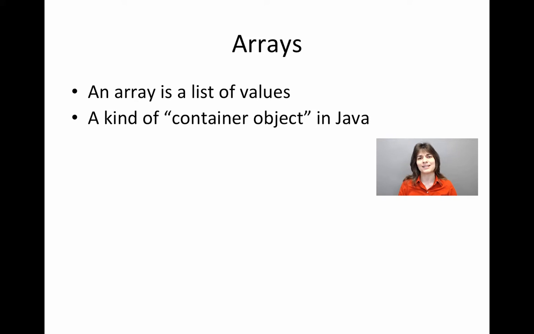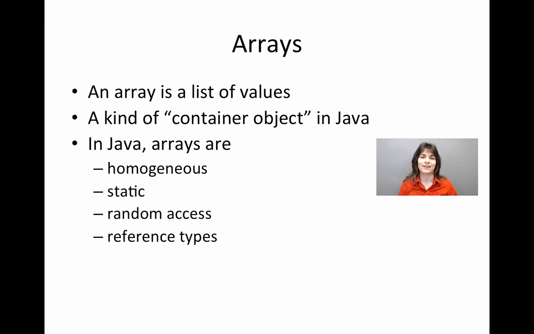What characteristics does an array have as a data structure? Arrays are homogeneous, which means that every single element stored in them has exactly the same type as the next element or the previous element.